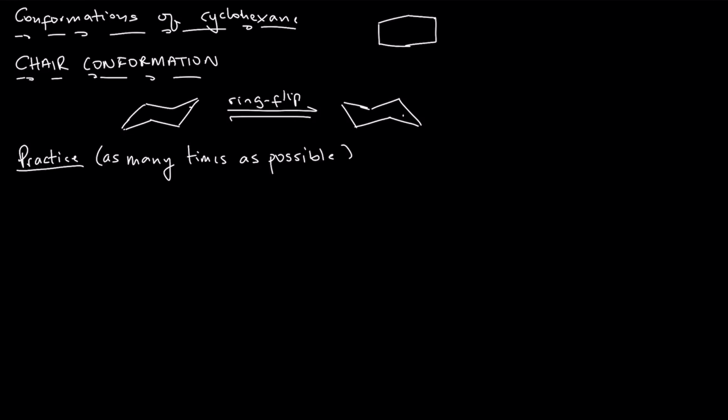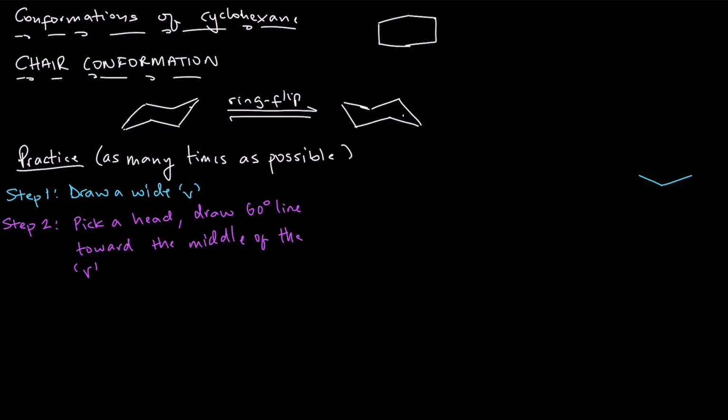So when I say practice, I really do mean practice. You really have to draw this cyclohexane chair as many times as possible until you get a complete hang of it. So step 1, draw a wide V. Then your step 2 is pick a head, so any of the edges of this V, and draw a 60-degree line towards the middle of the V.